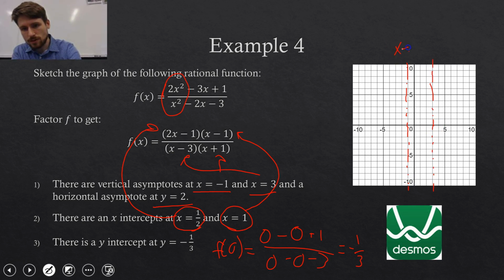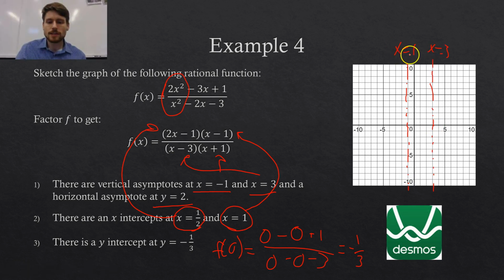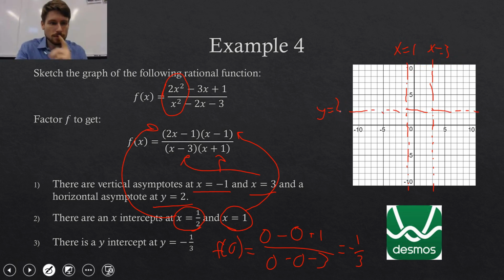Okay, so we've got those vertical asymptotes. And now let's go ahead and sketch our horizontal asymptote, which is at y equals 2. Doing my best I can with this pen. So we've got these guys sketched. We're going to go ahead and plot the x-intercepts and the y-intercept. So those are our two x-intercepts, 1/2 and 1. They're really close together. The y-intercept is at negative 1/3.